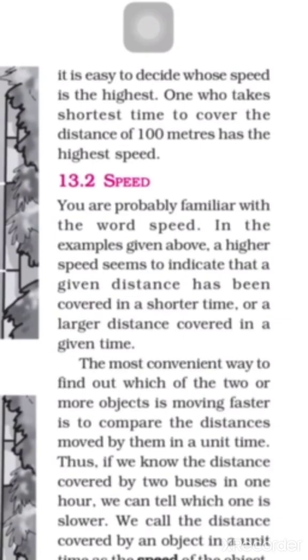Chapter number 13, Motion and Time. In class 6, you learned about different types of motion. You learned that a motion could be along a straight line. It could be circular or periodic. Can you recall these three types of motion?